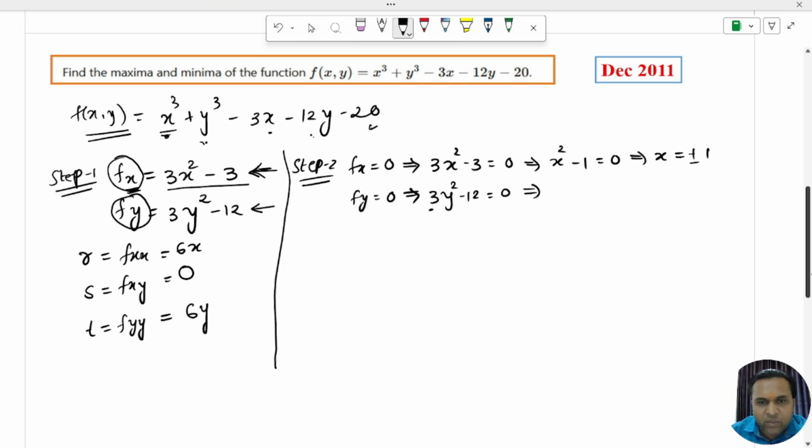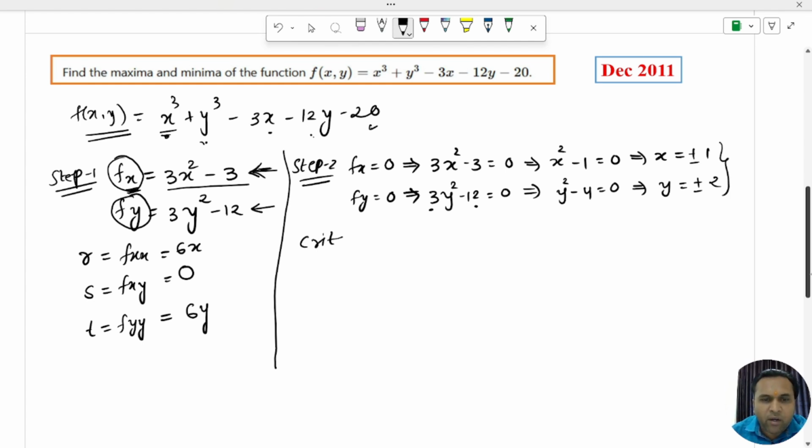Here I am taking 3 as common. So it becomes y square minus 4 equal to 0, and it becomes y equal to plus or minus 2, right? And using this one you have to find the critical points.